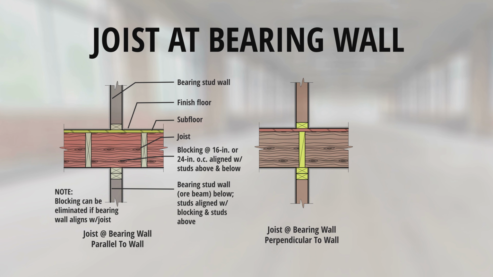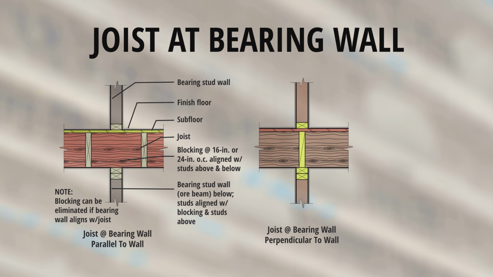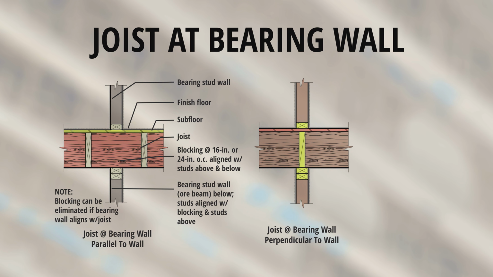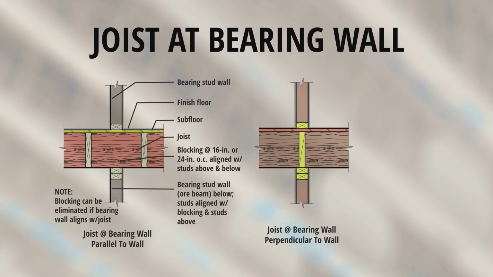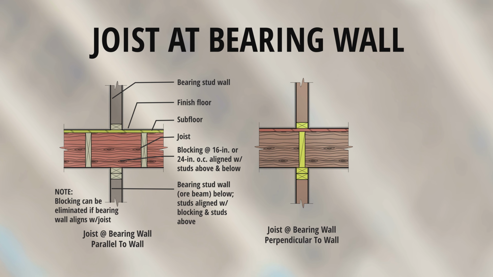Joist set on bearing wall parallel to wall. Bearing stud wall, finish floor, subfloor, joist, blocking at 16-inch or 24-inch on center aligned with stud above and below. Bearing stud wall or beam below, studs aligned with blocking and studs above. Note: blocking can be eliminated if the bearing wall aligns with the joist.